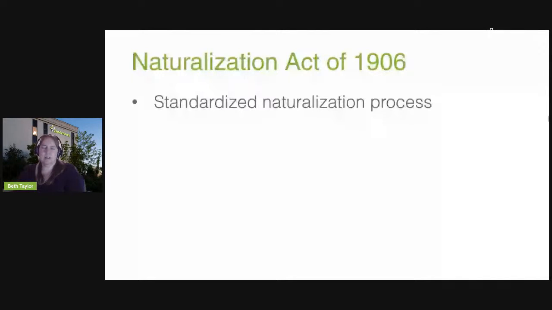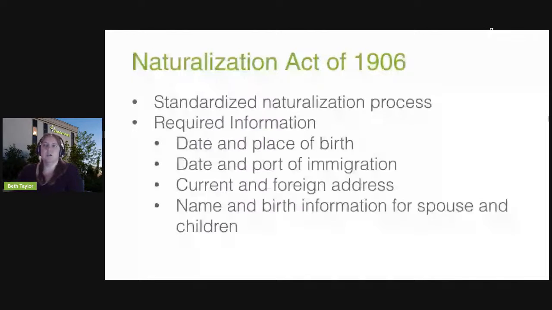This act actually standardized the naturalization process, because one of the big issues had been that you could naturalize in any court that you wanted to, which makes finding naturalization records a little bit difficult. But after about 1906, though they didn't change the requirement, it just became a lot more common for people to naturalize in federal district courts. So that's where you look for those records.